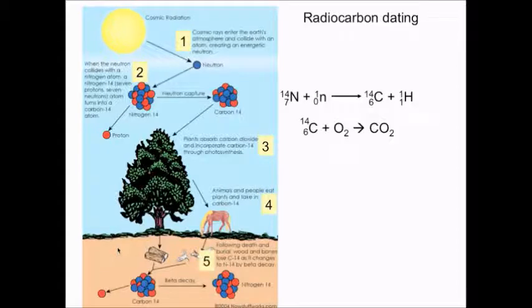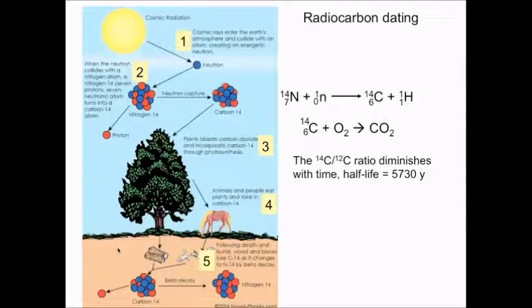In the fourth step, animals and people eat the plants and take in carbon-14, so we have some in us. Then, following death and burial, wood and bones lose carbon-14 as it changes to nitrogen-14 by beta decay. So the carbon-14 to carbon-12 ratio diminishes with time. When they dig up an old axe handle or something like that and measure the ratio between carbon-14 and carbon-12, that tells them how many half-lives have gone by and allows us to calculate how old the object is. Interestingly enough, you start with nitrogen-14 way up here, and at the very end, wind up making nitrogen-14 again.